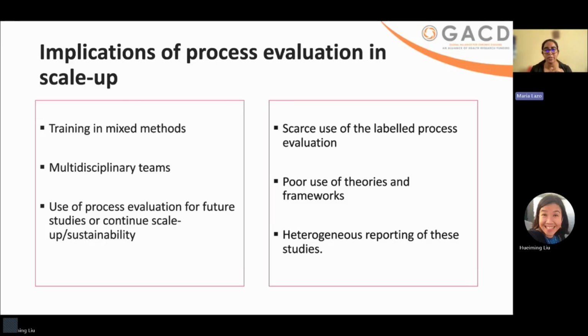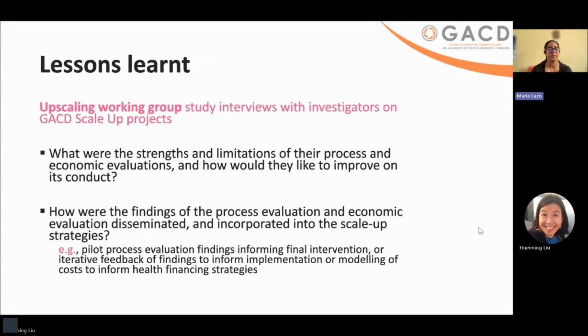Also, there is a scarce use of the label process evaluation, and that makes the search difficult in scoping or systematic reviews, for example. There is poor use of theories and frameworks, and also we identified heterogeneous reporting of these studies that makes comparisons difficult. So, next one.